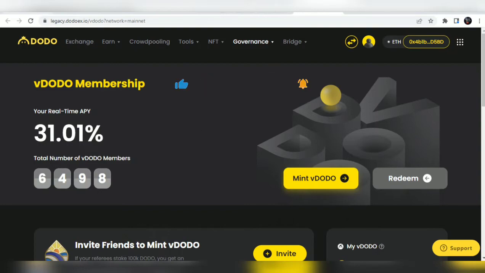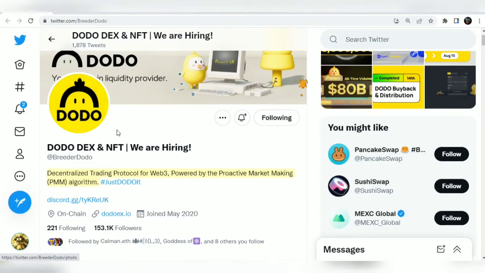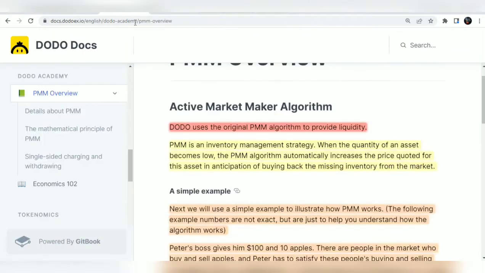Alright, so what is DODO coin? DODO is a decentralized trading protocol for Web3 powered by the proactive market making algorithm, PMM. If you're new to this term, let's just go over what a proactive market maker algorithm looks like, which DODO uses.